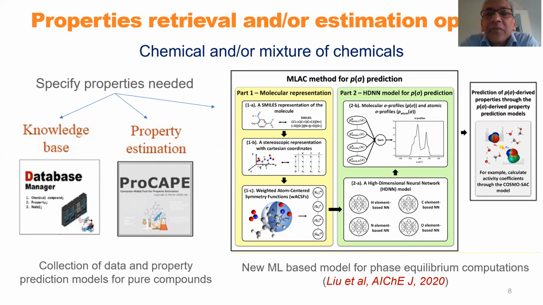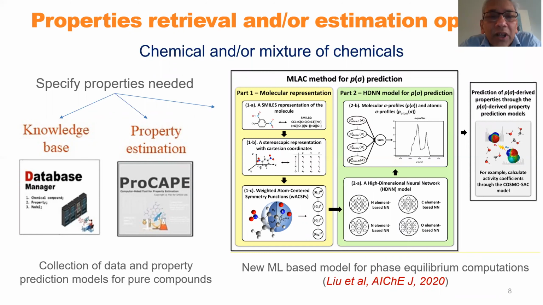Also, we have mixture properties. I will not go into the detail of it, but in order to calculate the mixture phase equilibrium properties, we also need parameters for the model, and if the parameter is not available, we have developed a kind of predictive model where it will not need the experimental data to get, let's say, the binary interaction parameters.